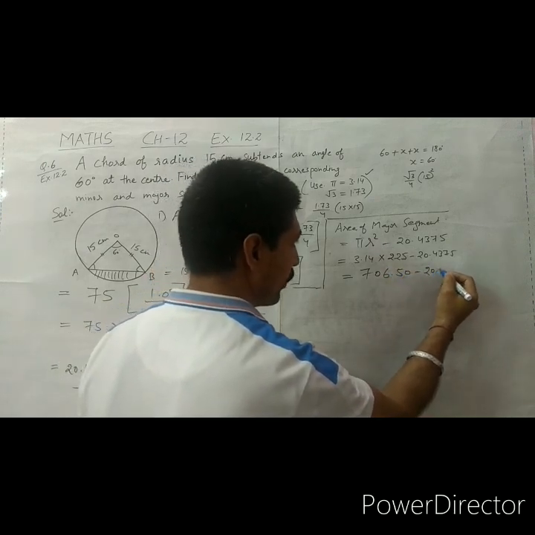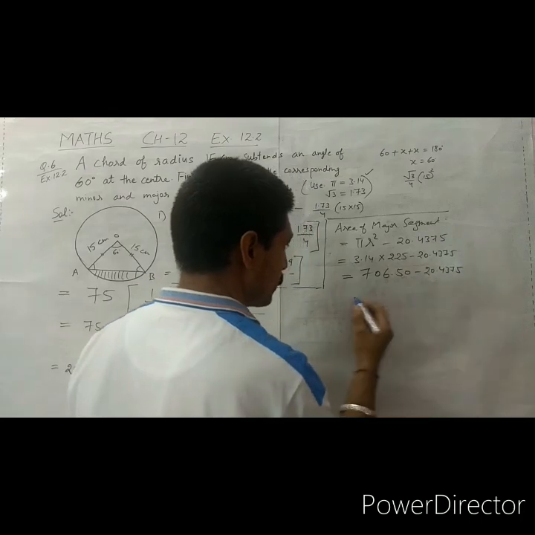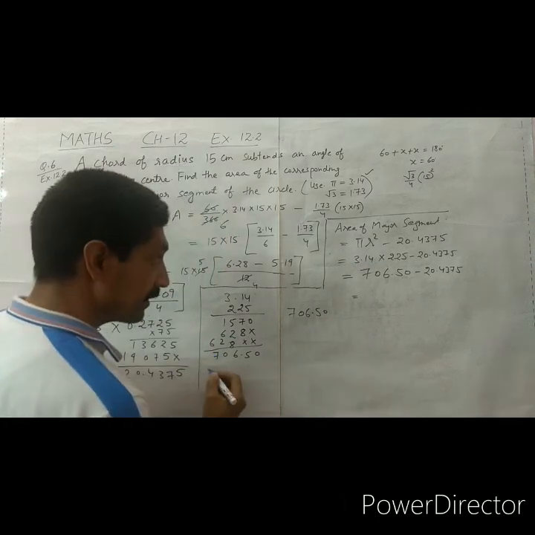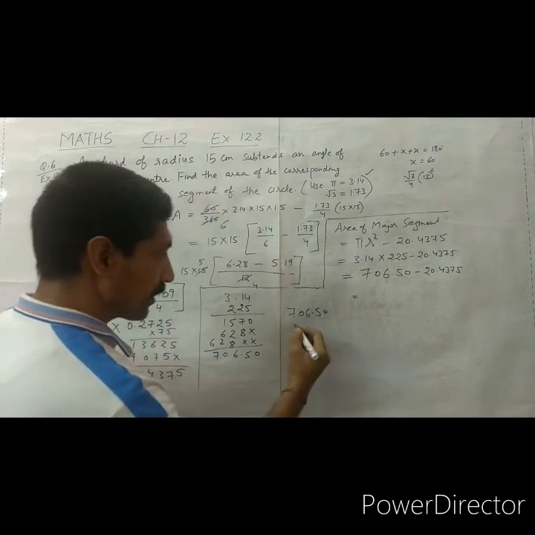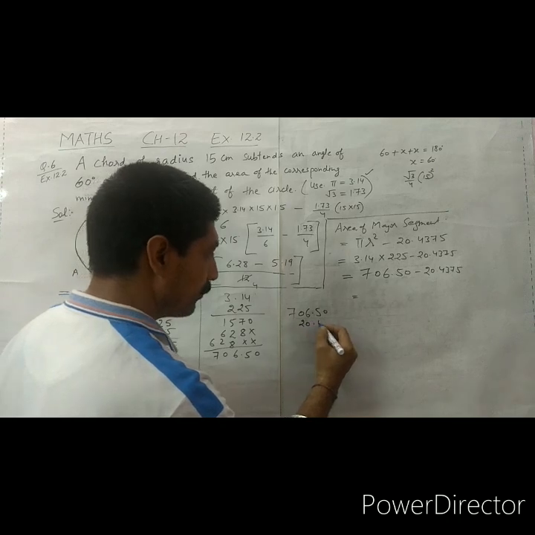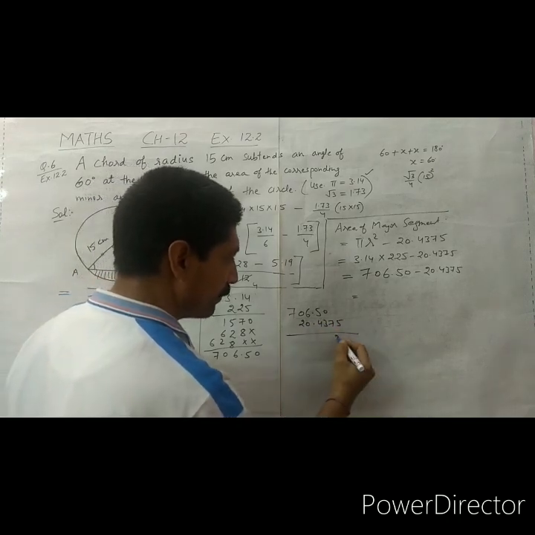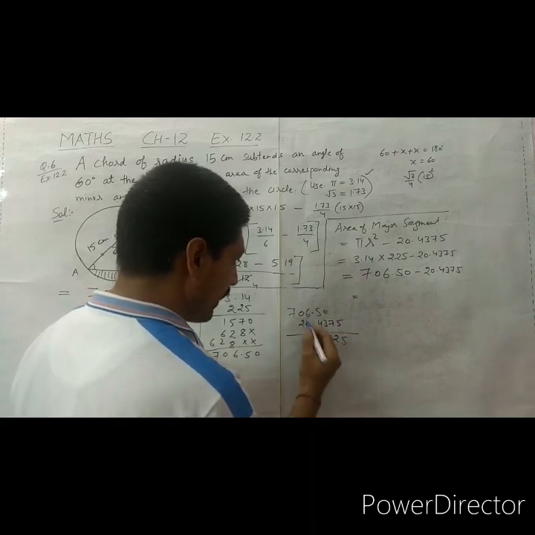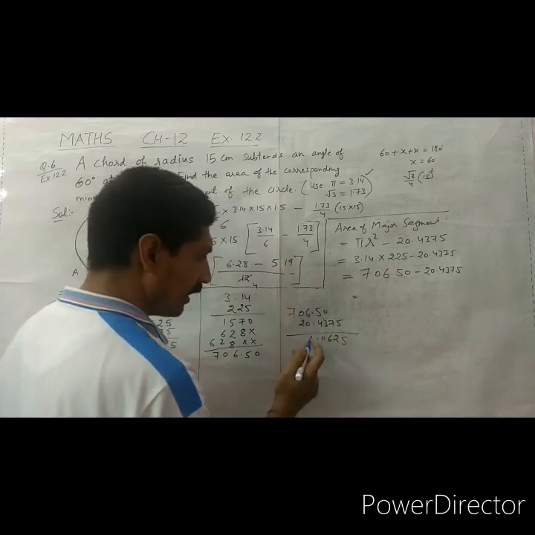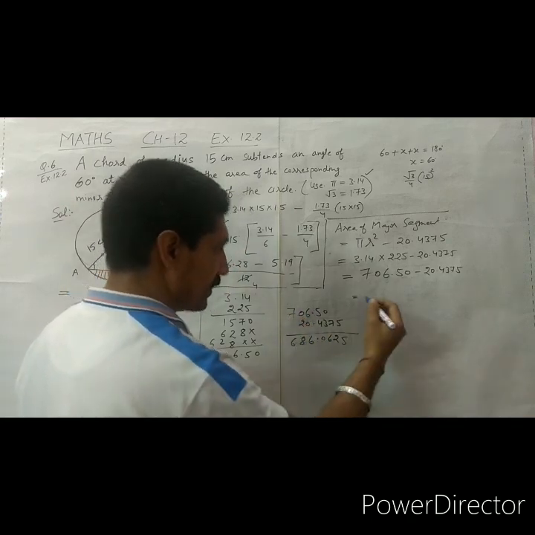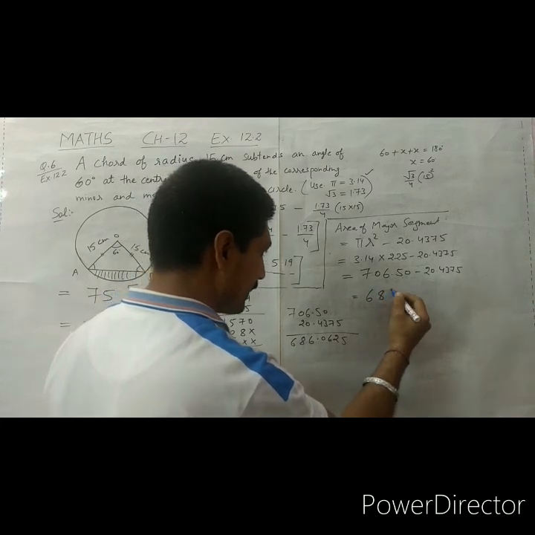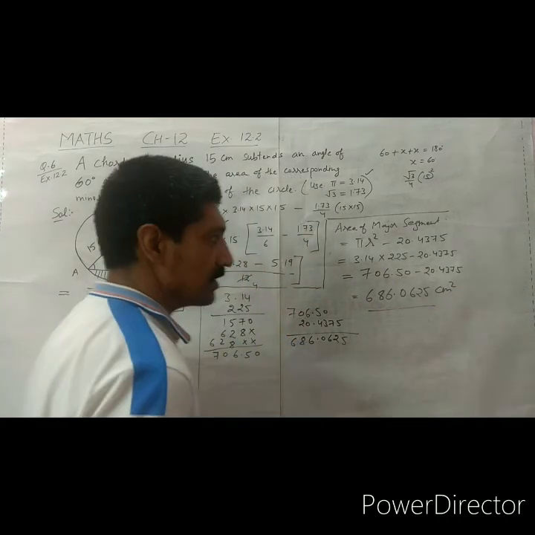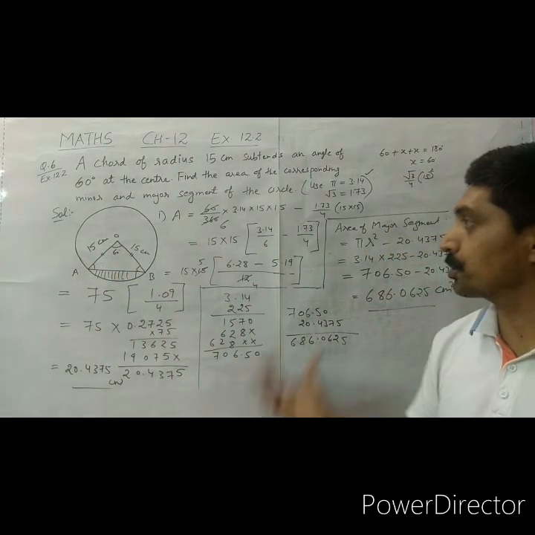The area of the circle is 706.50 minus 20.4375. So the area is, if we have to subtract that 20.4375, we have 5 here, and 9, it is 6, 0, and here it is 6, and 10, it is 8, 6. So 686.0625 centimeter square. So this is all about these questions.